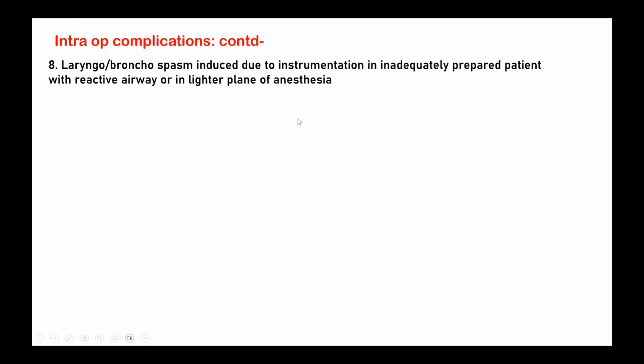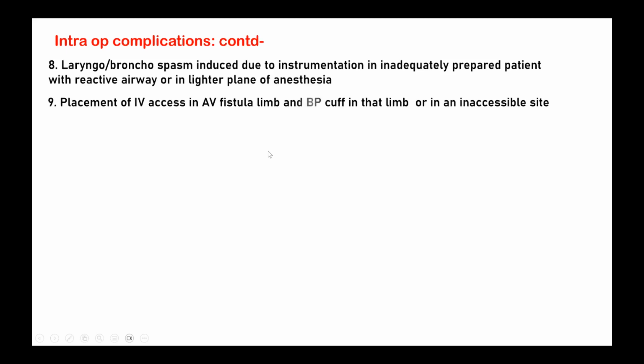So we have to be very careful in inducing a patient with a known COPD or a reactive airway like a smoker, and you must induce the depth of anesthesia correctly so that when you do a laryngoscopy or intubation, you don't land up with the problem of laryngospasm and bronchospasm.